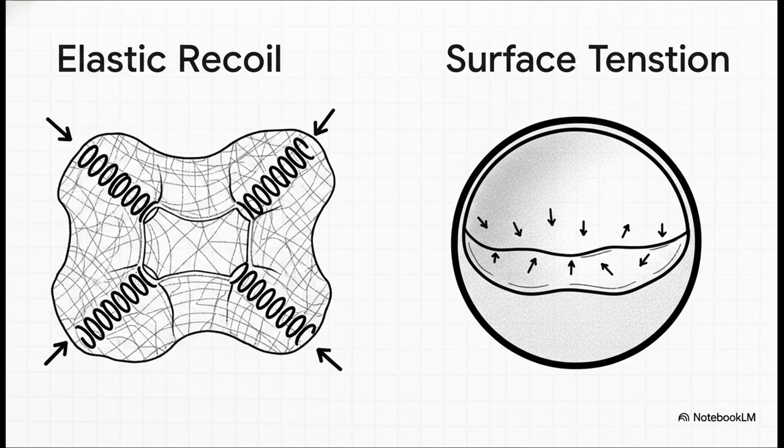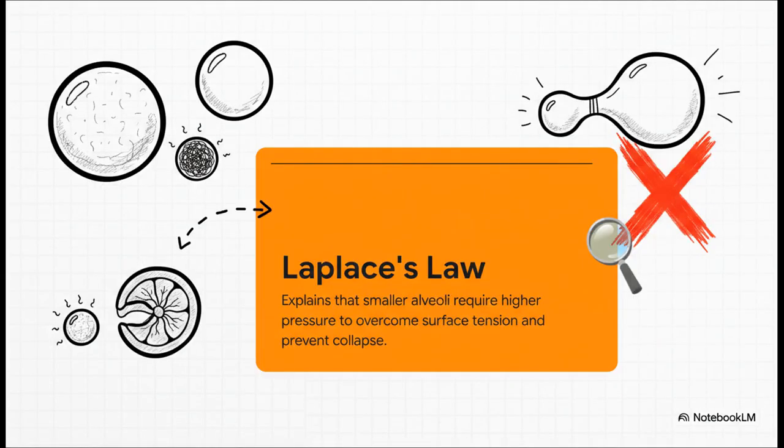First, you've got the elastic recoil of the lung tissue. Just picture a whole network of tiny rubber bands that are always trying to spring back. And second, you've got the incredible force of surface tension, which is created by that thin film of fluid that lines every single one of our alveoli. And this is where we have to bring up Laplace's law. Basically, it says that for any bubble, the smaller it is, the more pressure it takes to keep it from collapsing. Now, if you apply that to our lungs, well, it would suggest that all the tiny alveoli should just collapse and empty into the bigger ones.